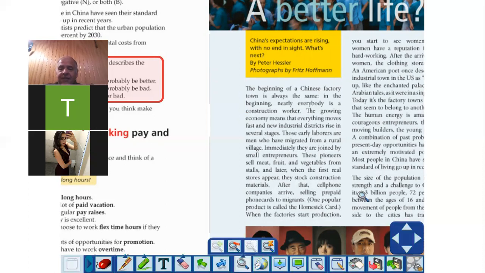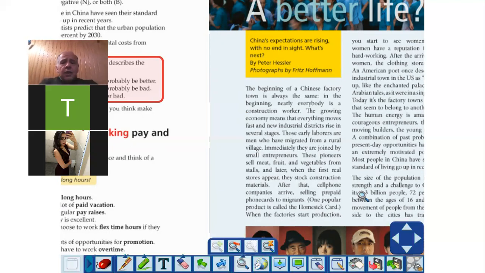Okay, so we're studying here how a new town starts. For example, at the beginning, it's a factory town, so you have construction workers. Then things start moving, and people coming from other places, they migrate from rural areas. They go to this town to work, and then they are joined by small entrepreneurs.